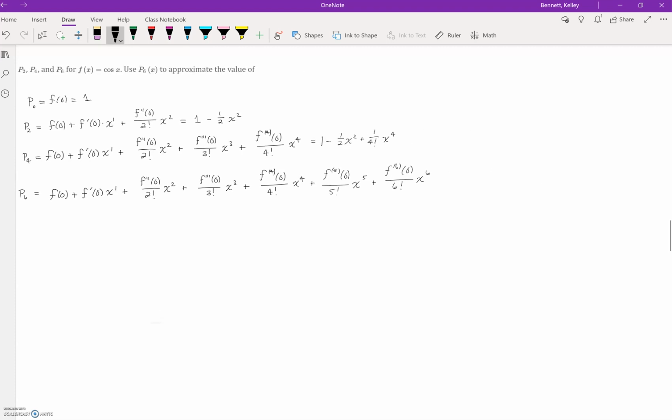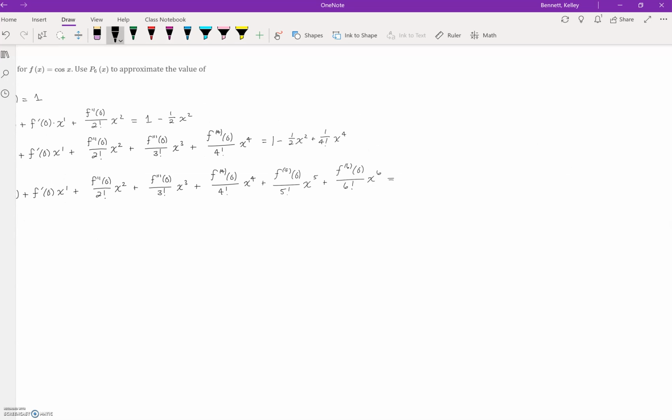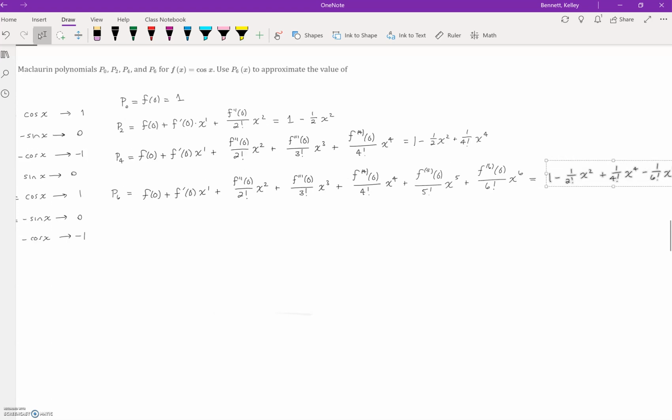And so this one's going to be the same as above, so 1 minus 1/2 x squared plus 1 over 4 factorial x to the 4th minus 1 over 6 factorial x to the 6th. And so now that we have our 6th degree Maclaurin approximation for cosine of x, we can use this to get an approximation for cosine of 0.1.